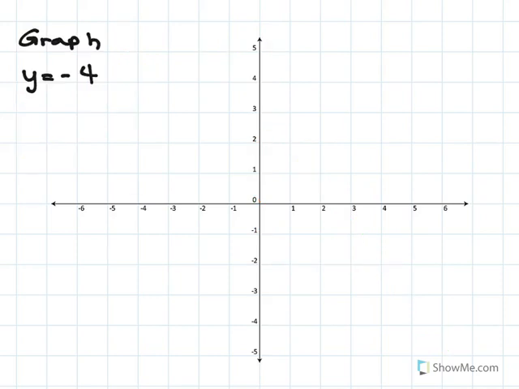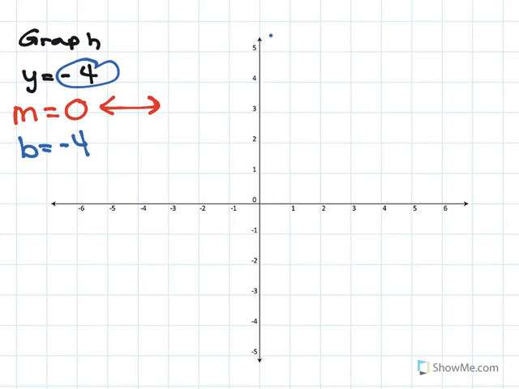Let's try another one. First thing we're going to do is find our slope. Now this problem does not have an x in it, and our slope is in front of x. So since there's no x, our slope is 0. And we know that a slope of 0 is a flat line. It's like the floor that we walk on. There's no hills to go up or down, flat line. Our b, our y-intercept for this one, is the constant, the -4.